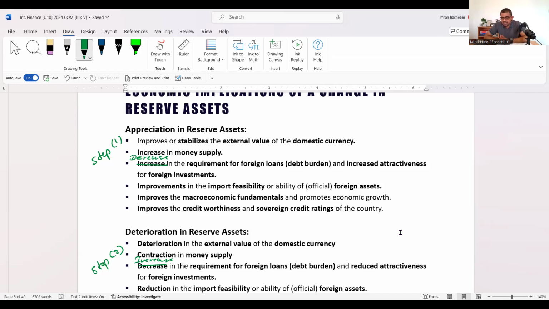Improves the macroeconomic fundamentals and promotes economic growth. Gives us a bit of stability again. Improves the creditworthiness and sovereign credit ratings. Those ratings we get as a country will come to a good, positive level. Right now they are junk status, very negative. No one gives us loans because we have a very bad credit rating.